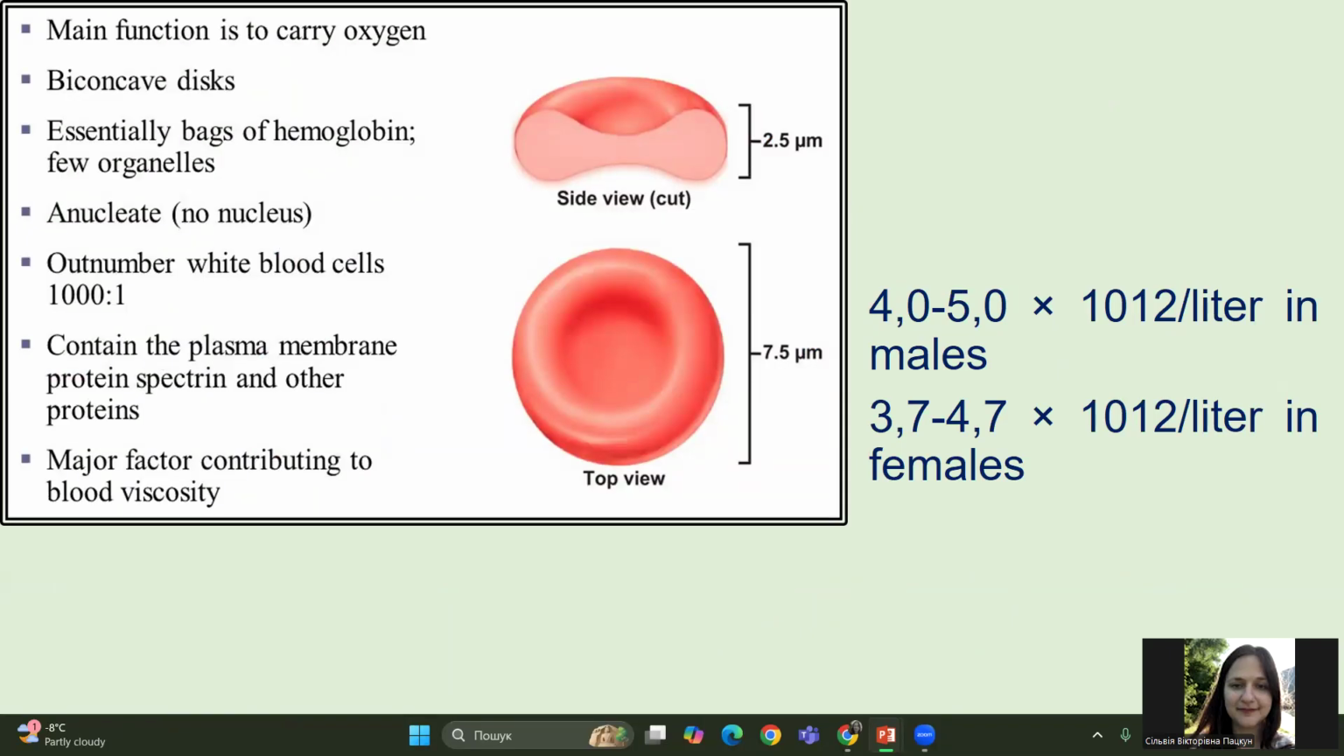Main function is to carry oxygen. They have biconcave disc shape, essentially bags of hemoglobin. Only a few organelles are present. Anucleated means that mostly all content of erythrocyte is filled with the hemoglobin. Contain plasma membrane proteins, spectrin, and other proteins. Major factor contributing to blood viscosity. The greater value for erythrocytes, the greater will be blood viscosity.